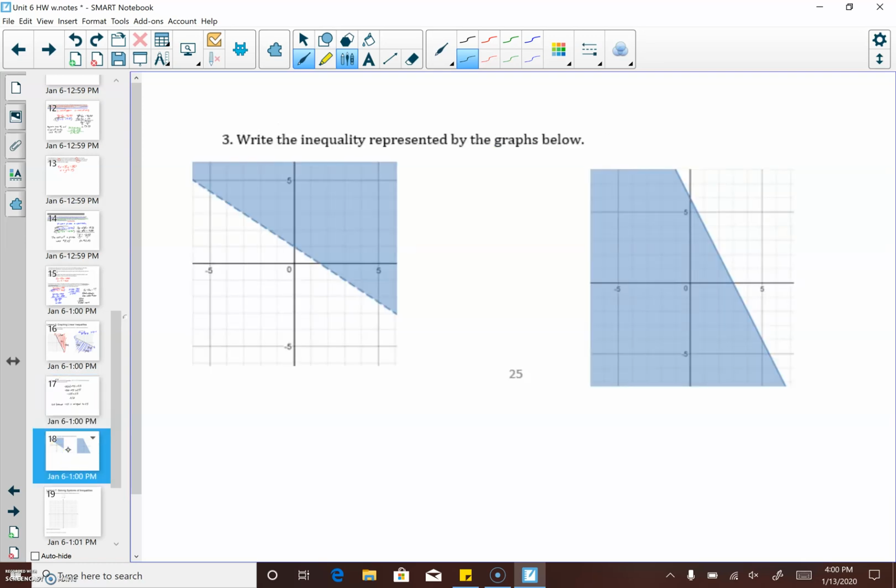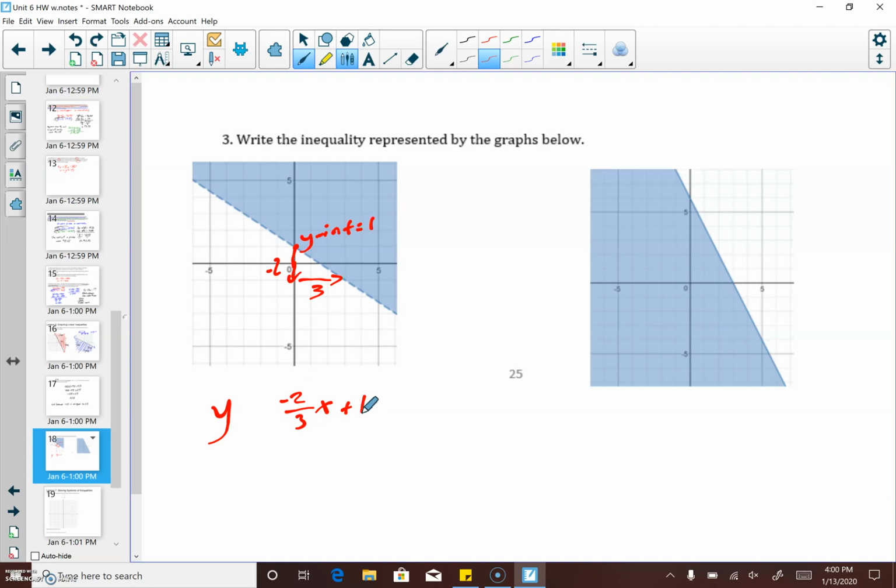Third one, write the inequality that represents each. So remember, we need two pieces always. We need a y-intercept and we need a slope. So if I look at my first one, we have a y-intercept of 1. And then it appears that we're going down 2, so negative 2, and then to the right 3. So we know we're going to be y something negative 2/3 x plus 1.